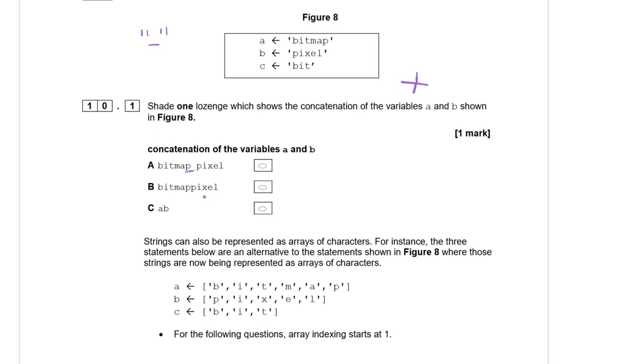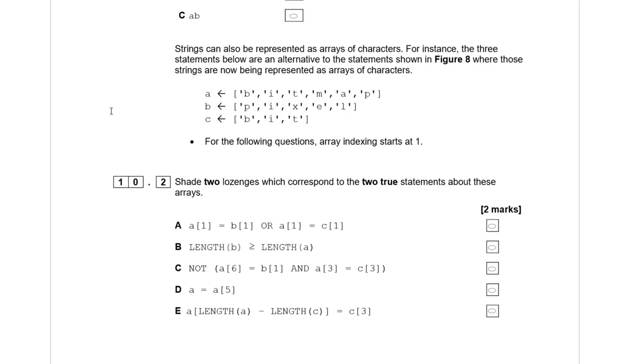It's going to be bitmap pixel because you're using the values of the strings, not the actual variable names. The variable names aren't important to the programming language. It's a value that's assigned to a variable. The variable is just a pointer to some data. The variable names are only really used by us, so the program wouldn't give you A and B, it would give you bitmap pixel, and that's the answer. So strings can also be represented as arrays of characters, a character being a single character and a string being multiple characters.